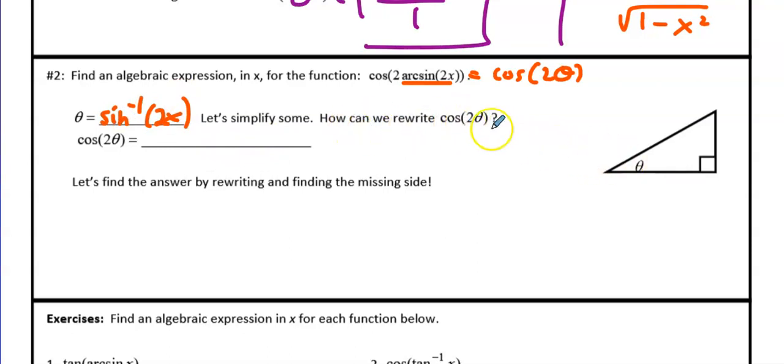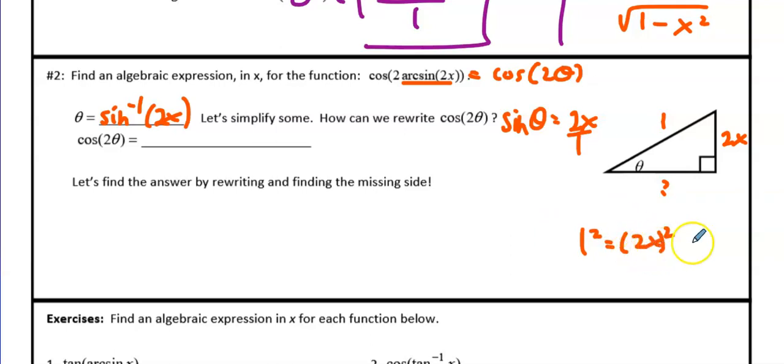Again, we can rewrite this as sine of theta is equal to 2x. So if we do our triangle here, this is going to be 2x, and this is going to be 1, because again, SOHCAHTOA: the sine is equal to the opposite side over the hypotenuse. Then we're going to use the Pythagorean theorem to find the side right here, just like we did in the previous examples.